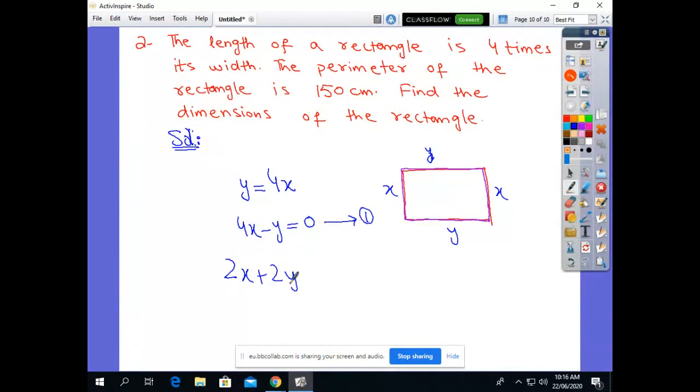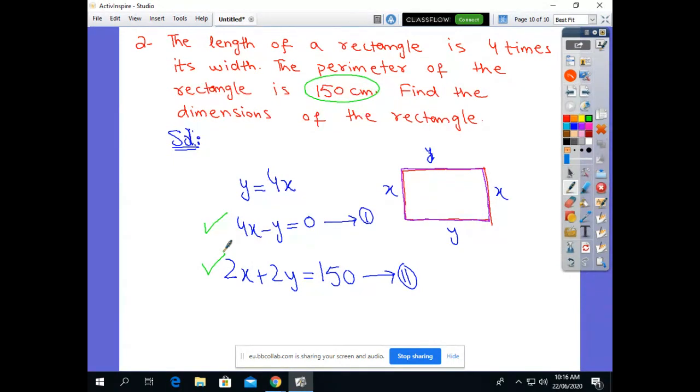2x plus 2y. And the given in the statement is the perimeter of a rectangle is 150. Now we replace: 2x plus 2y is equal to 150, which we call equation number 2. Here we see that we have two simultaneous equations. The first simultaneous equation is 4x minus y is equal to 0, and the other equation is 2x plus y is equal to 150.